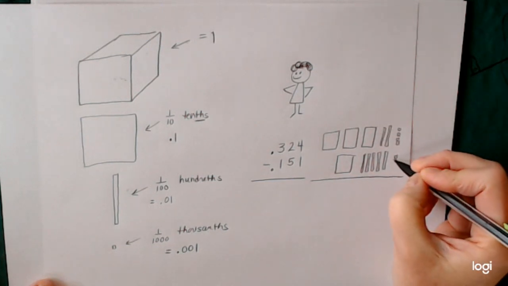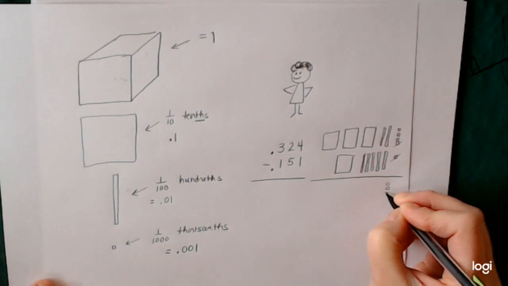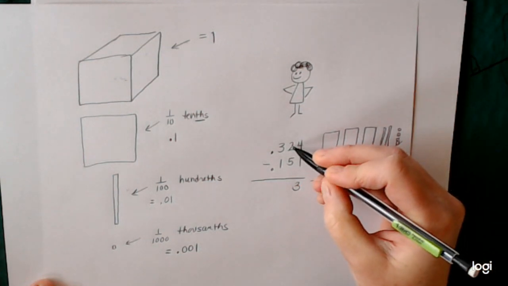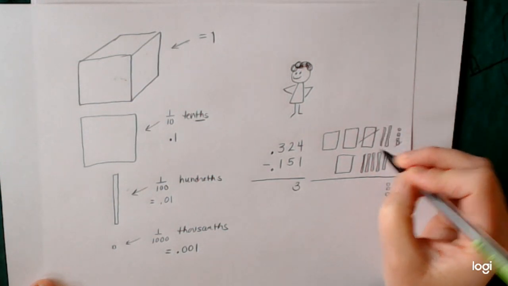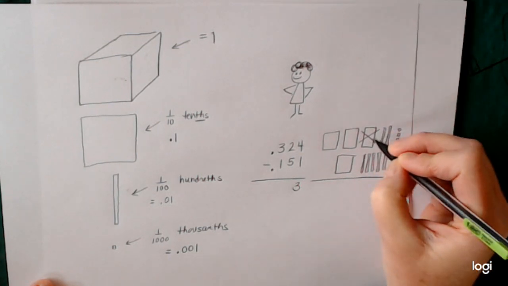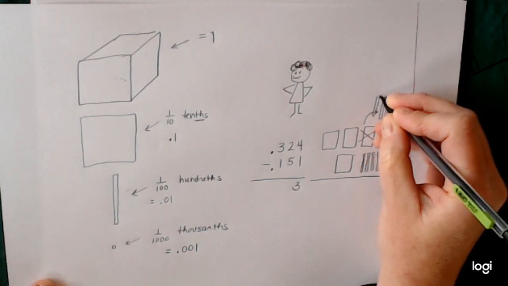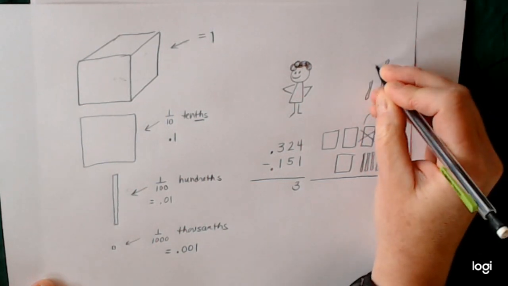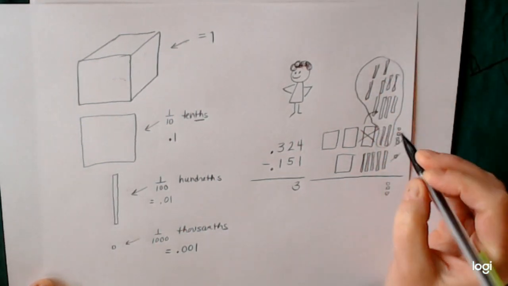So when I subtract 1 thousandth from 4 thousandths, I end up with 3 of those thousandths. And here I don't have enough hundredths to take away 5 hundredths. I only have 2, so I'm going to break apart one of these tenths to make 10 hundredths. And now I can do the subtraction because I have all of these hundredths here.